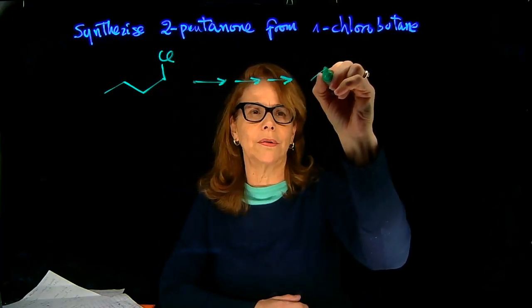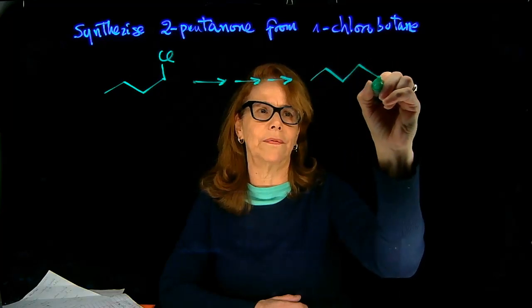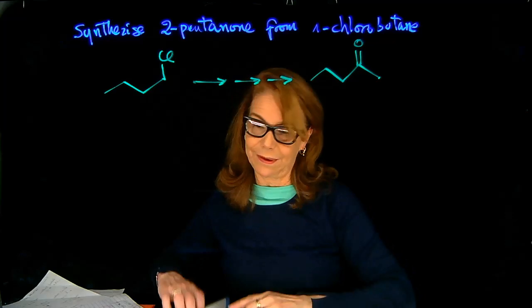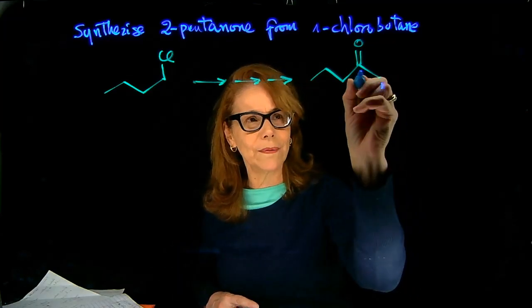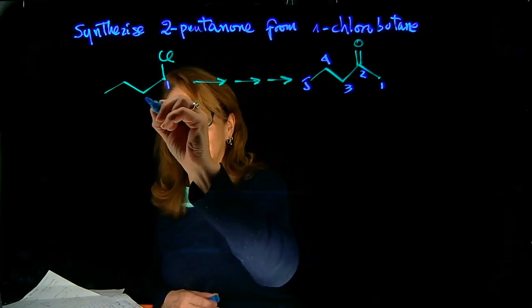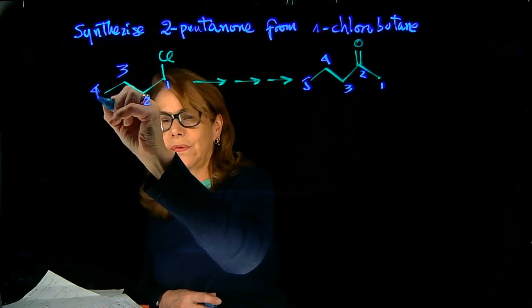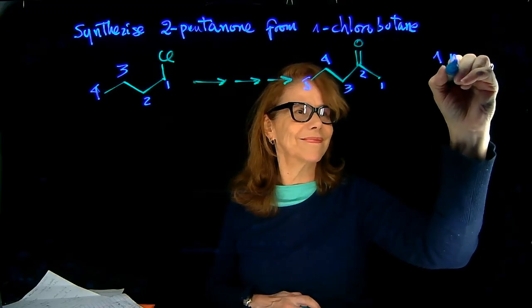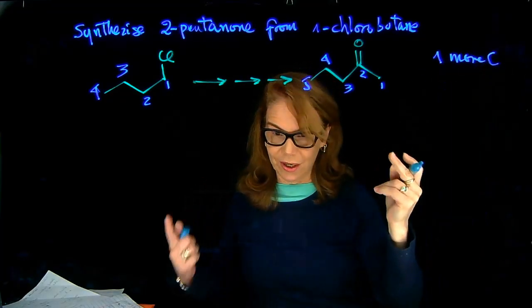So 1, 2, 3, 4, and 5. That's 2-pentanone. So let's number the carbon atoms. So 1, 2, 3, 4, and 5. And here you have 1, 2, 3, and 4. So what we see here is that we have one more carbon. So we need to add carbons to the chain.